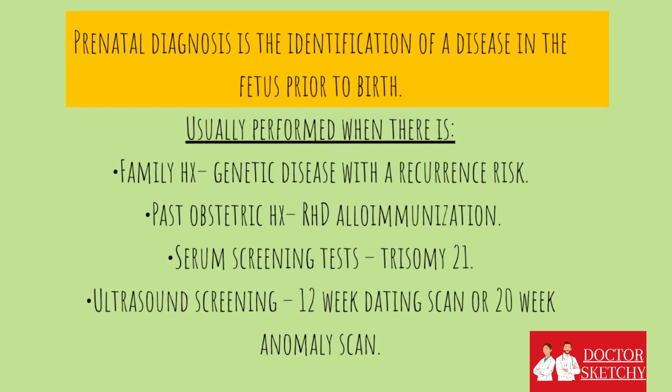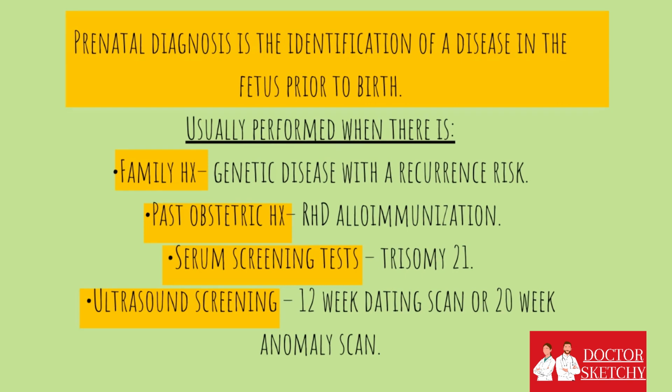And it is usually done when there is a strong history of genetic diseases or there is a past obstetric history of rhesus immunization, or if you want to rule out the trisomy 21, that is Down syndrome, and ultrasound screening at the 12 weeks dating scan or a 20-week anomaly scan.